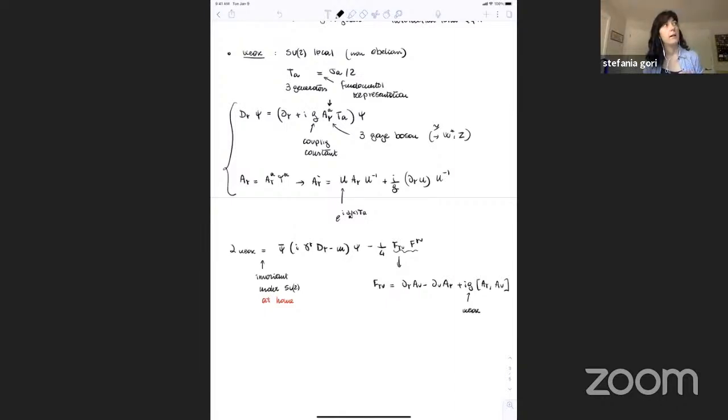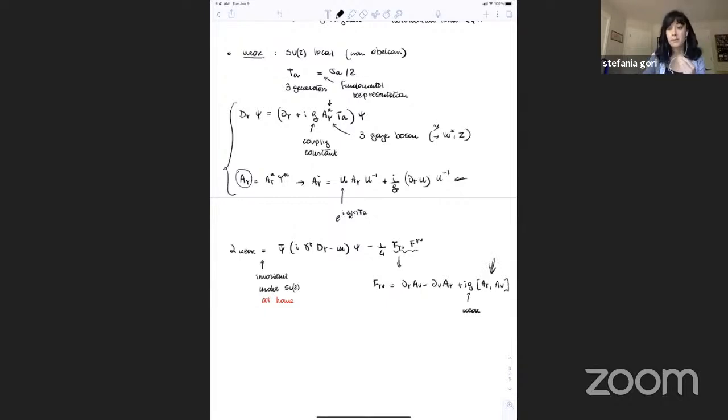So you have these fields A mu, and as you can see from here, they transform in a weird manner, if you want, under SU2. The reason is that SU2 is non-abelian, so you are dealing with generators that are not commuting. Therefore, your field strength will also have a term that is directly connected to the fact that the generators are not commuting.